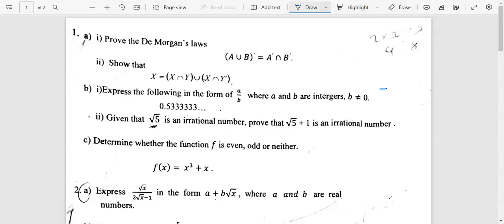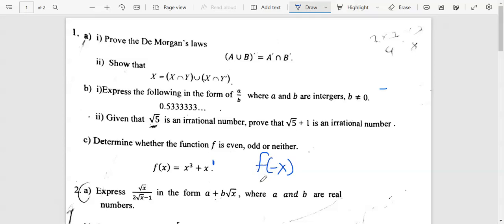Okay, so let's go to the next one. Given that, determine whether the function f is even or odd. Now for this one, you can easily tell power 3 is an odd number, power 1 is also an odd number. This means that this function is odd. But to show it, you get the f and put negative x where there is x.